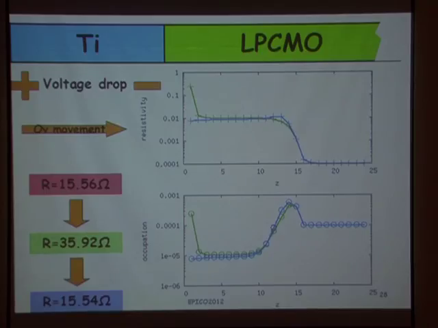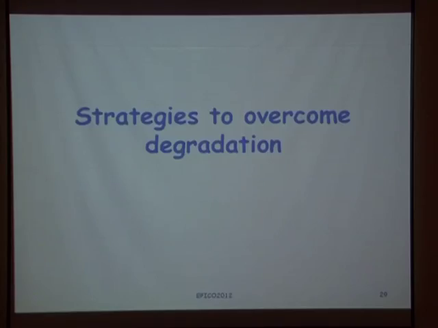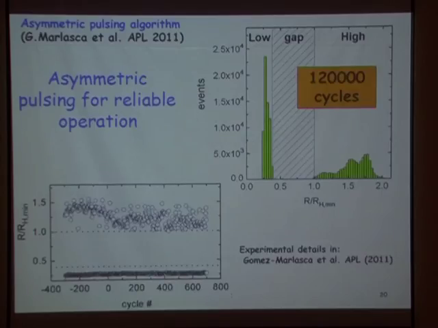Once we understood that this could be the main origin, we tried some strategies to overcome the degradation. Experimentally, they performed an asymmetric pulsing protocol in which we established optimal values of set and reset currents that establish an optimal value of the high and low current. So in a way, you have to apply asymmetric pulsing in order to introduce your vacancies again at the interface. So one solution is this asymmetric pulsing.